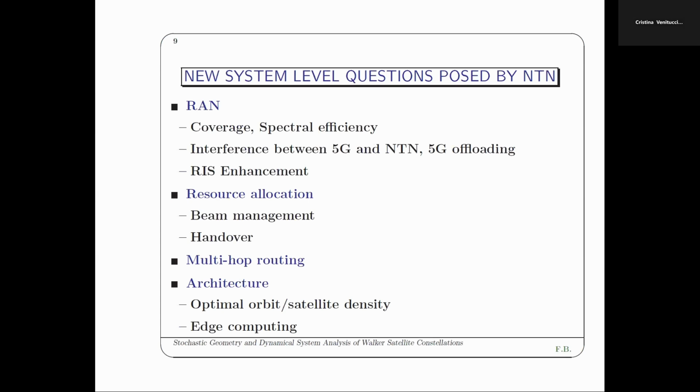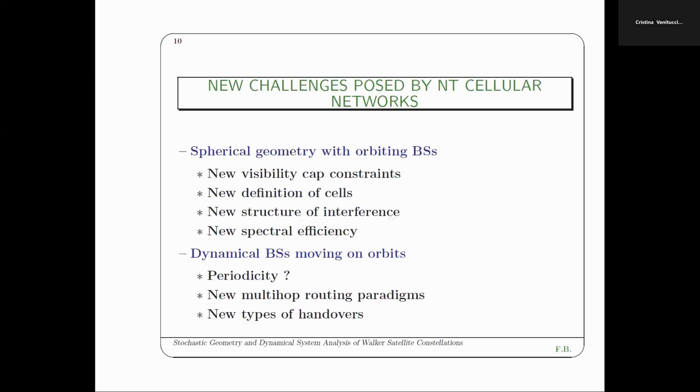So base stations, if you think of cellular networks, are moving, which is something completely different. Users might move, and there are lots of completely new things. It was alluded to the visibility cap, which comes from the geometry. The new assessments of interference with this spherical geometry, beam management, handover, multi-hop routing was alluded to, lots of things, right? And there was one of the questions coming from, I think, Marco, about edge computing, right?